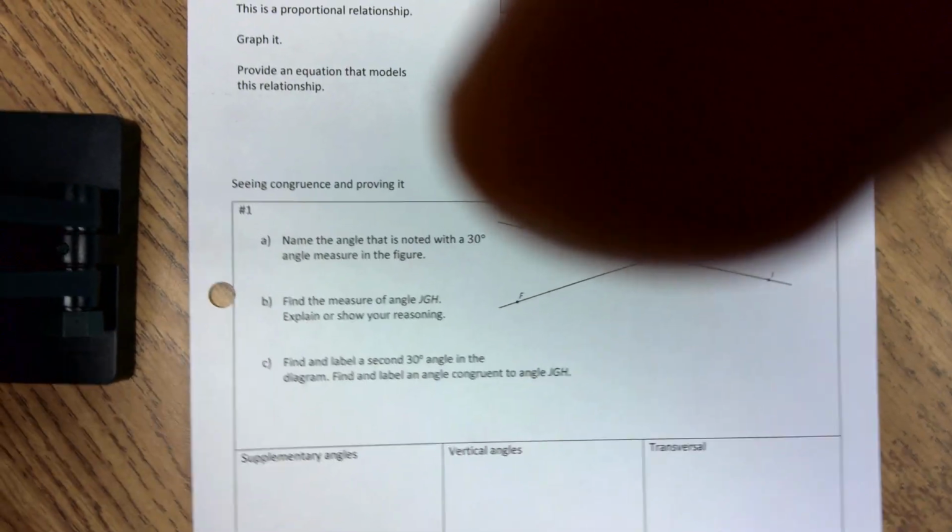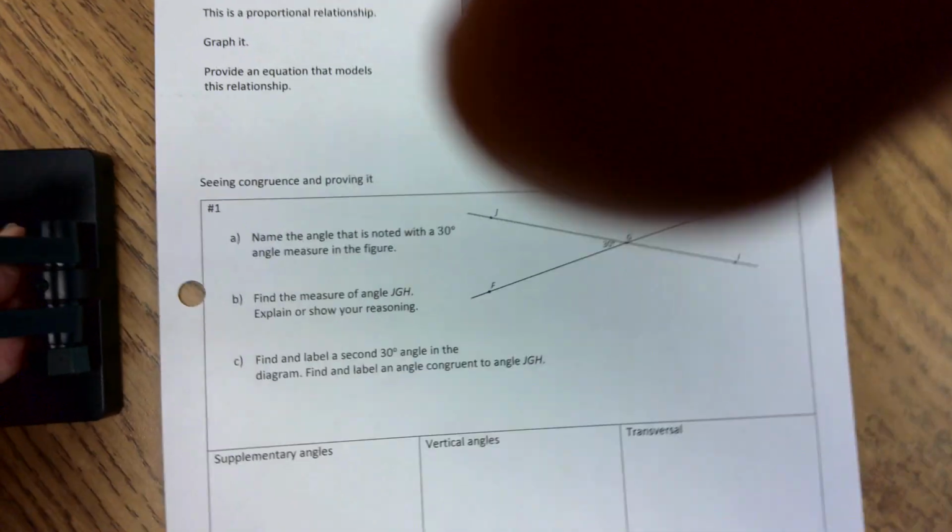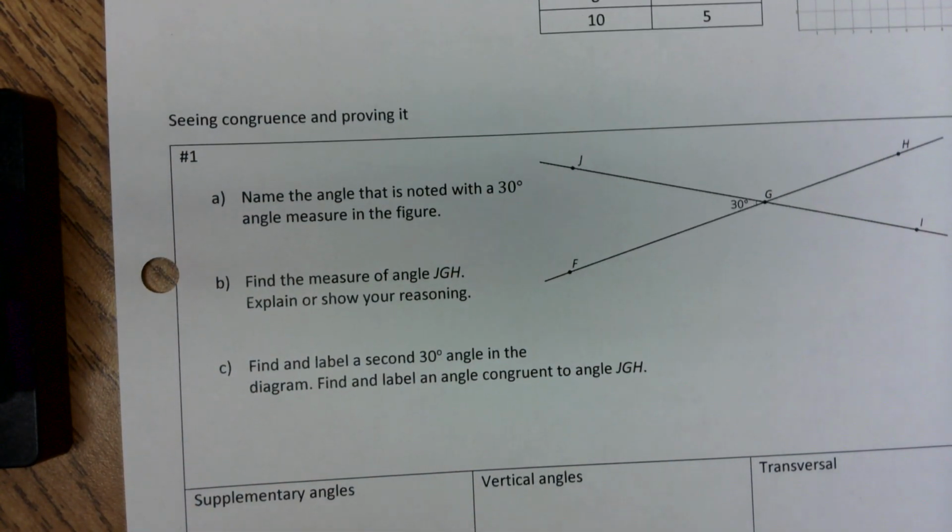Hey folks, this is lesson 14. My gosh. Talking about alternate interior angles with transversal. You'll understand what that means in a moment.